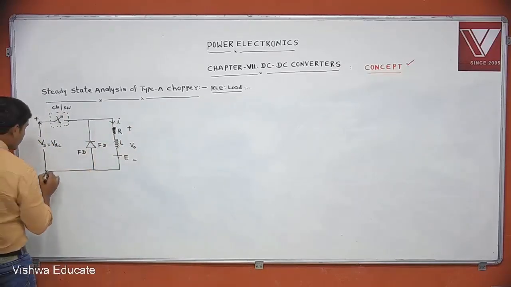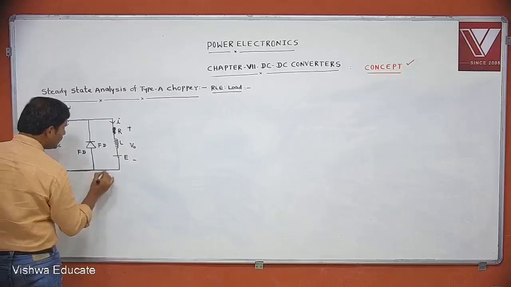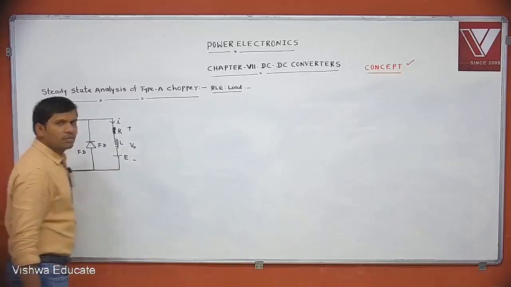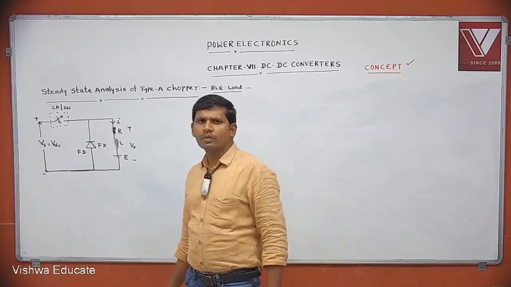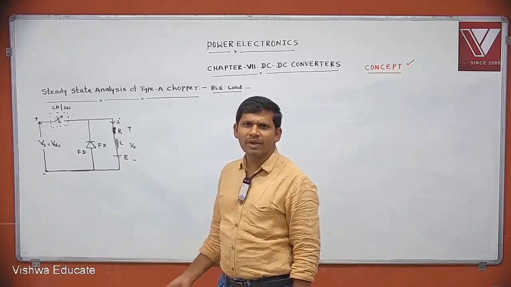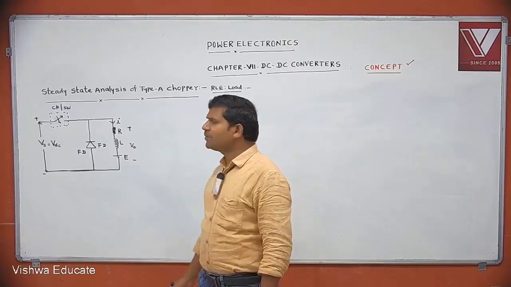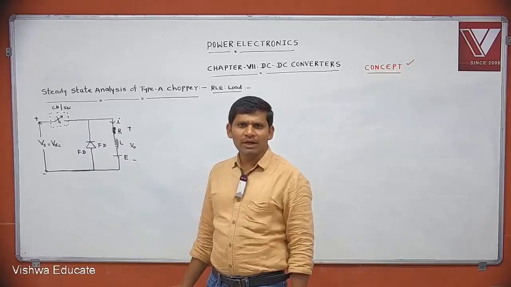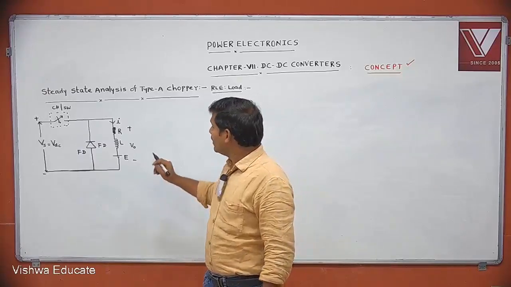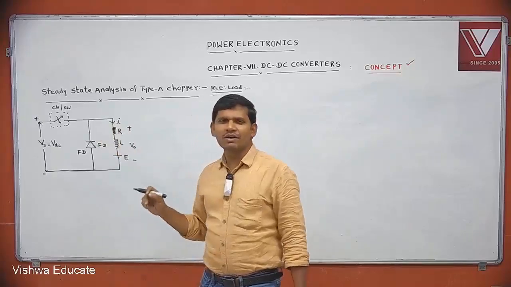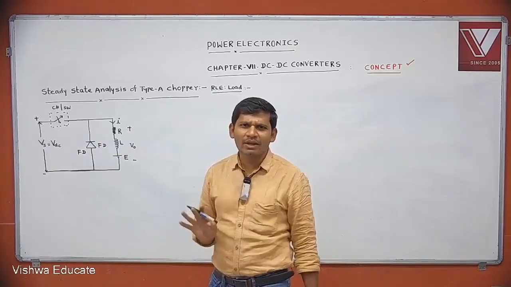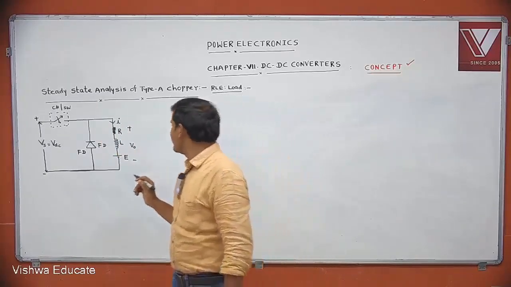Here I am doing the steady state analysis with respect to the RLE load. By using this RLE load, I want to calculate the maximum current and the minimum current. Once you know the maximum and minimum current, what is the ripple current, what is the RMS value of the freewheeling diode current, what is the average value of the switch current. All these, with respect to the RLE load, I am analyzing for type A chopper.